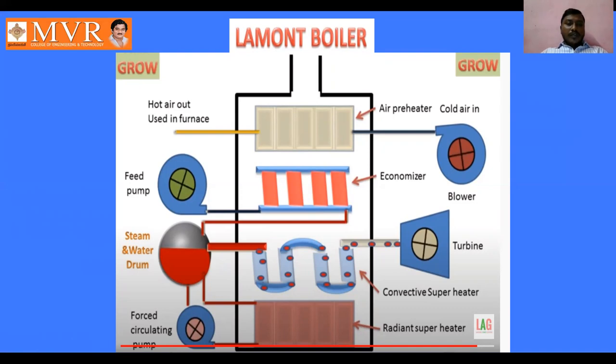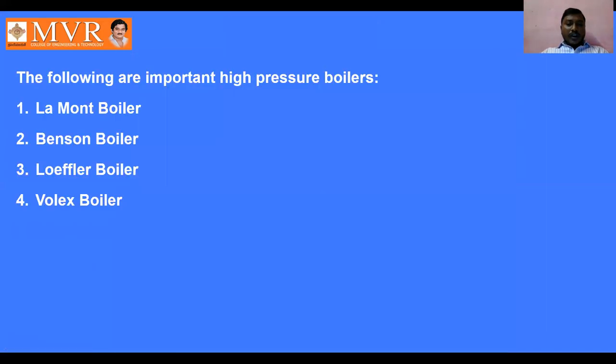The pump which we are using here is the feed pump. The feed pump feeds water onto the economizer, where the heating takes place. The water fed by this pump enters the economizer. After it is heated, it enters the steam and water drum. From the steam and water drum, the feed water enters the forced circulation pump. By using this forced circulation pump, it enters the Lamont radiant section.